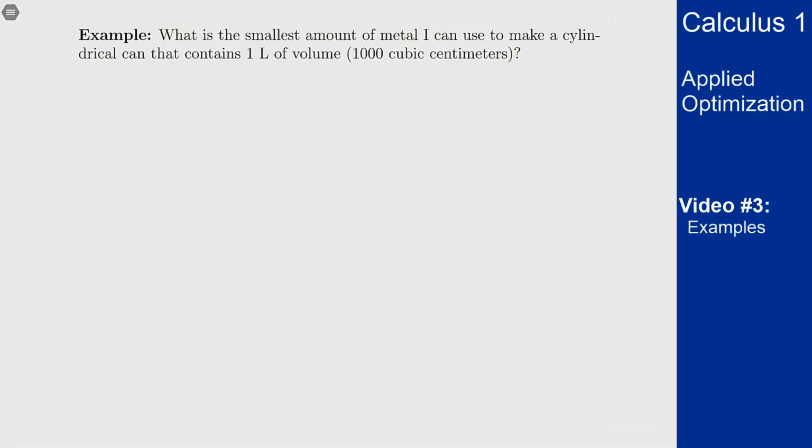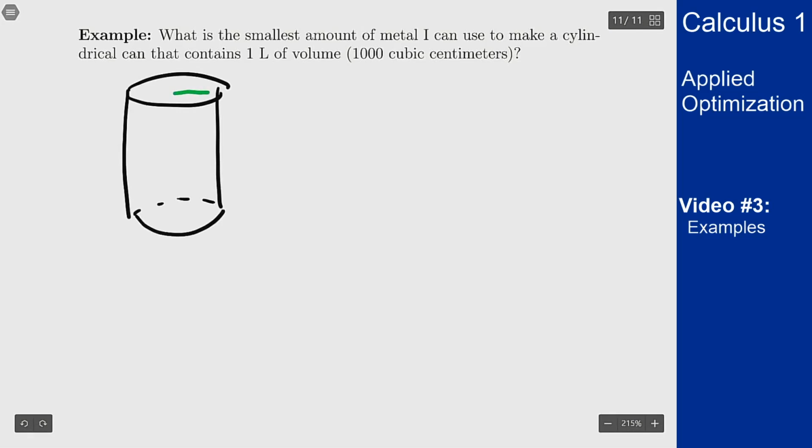This is another example of an open interval problem, but we'll still be able to solve it using our normal optimization methods. So what's the smallest amount of metal I can use to make a cylindrical can that contains 1 liter of volume, which is 1,000 cubic centimeters? So geometry again, let's draw a picture. And what are we trying to deal with here?